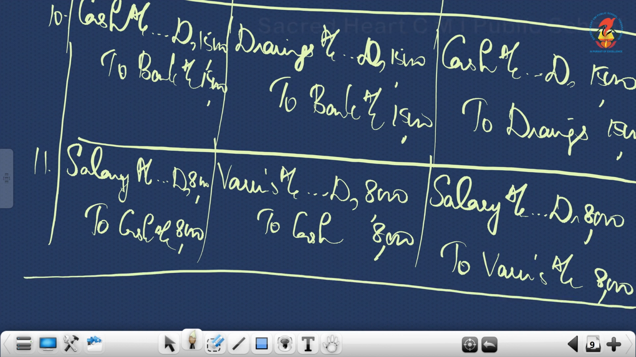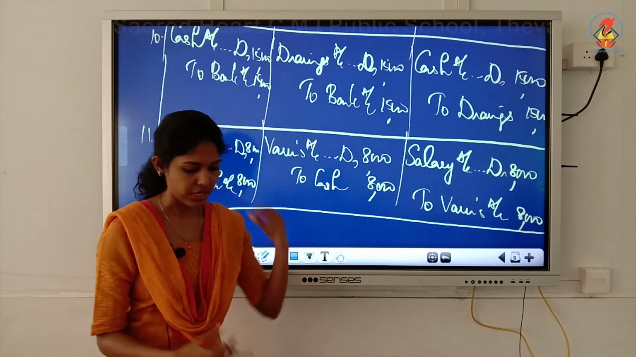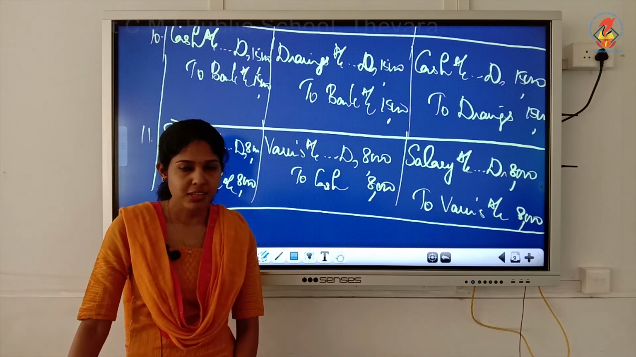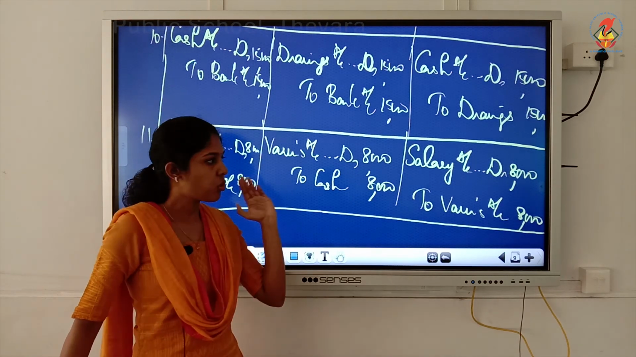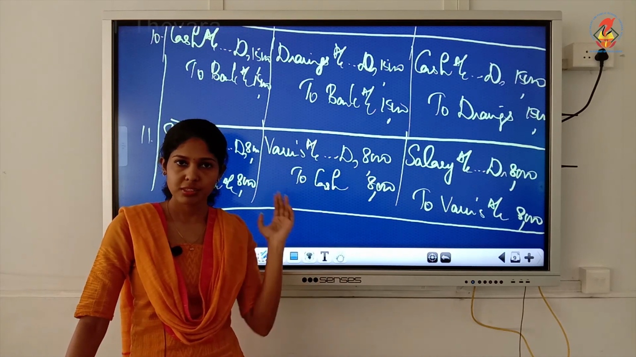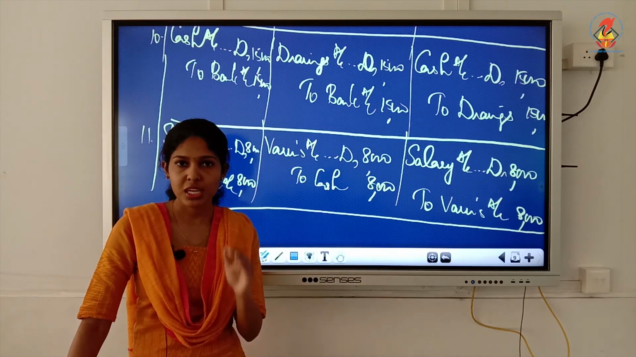Okay, so transactions are over. Only 11 transactions? Yes. So, this is how we have to rectify journal entries. For every question, you follow the same format. You must have 3 columns: correct entry, wrong entry, and rectification entry, and do the rectification one by one.